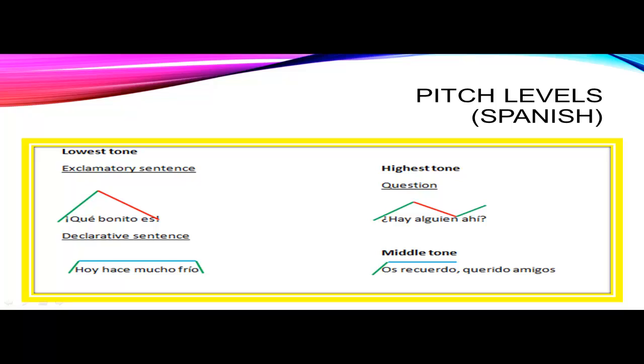In Spanish, we also have the same three pitch levels. For example, lowest tone in exclamatory sentence: Qué bonito es. In declarative sentence: Hoy hace mucho frío. Highest tone in questions: ¿Hay alguien ahí? Middle tone: Os recuerdo, queridos amigos.